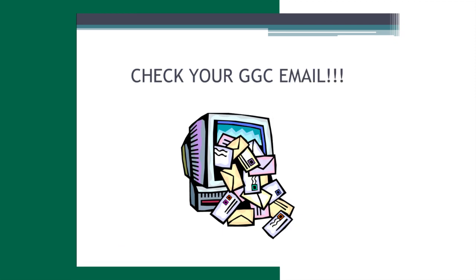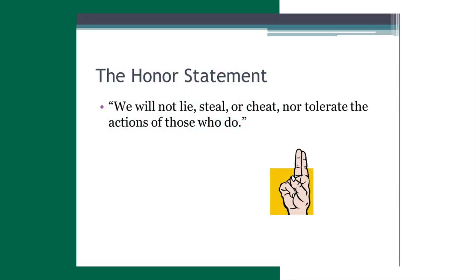It is important to note that all correspondence from the Office of Student Integrity will be sent to the student's GGC email address. You need to check your GGC email account at least once per day. If you do not read your email and you miss your hearing, a decision will be made in your absence. One of the very first things you will see in the Student Code of Conduct is the GGC Honor Statement, which very simply states, "We will not lie, steal, or cheat, nor tolerate the actions of those who do." We must hold each other accountable for following this principle.